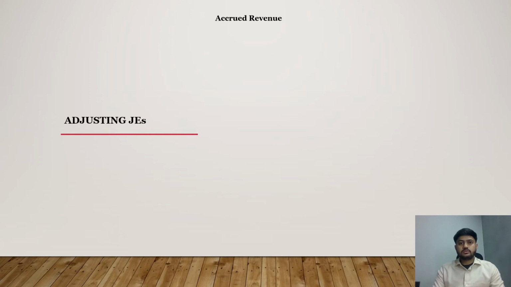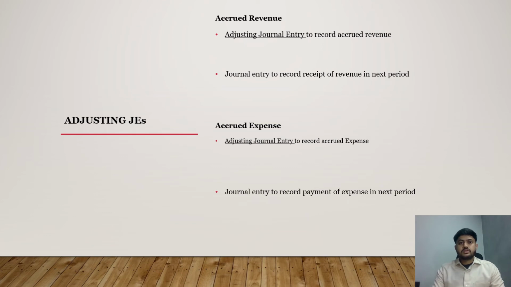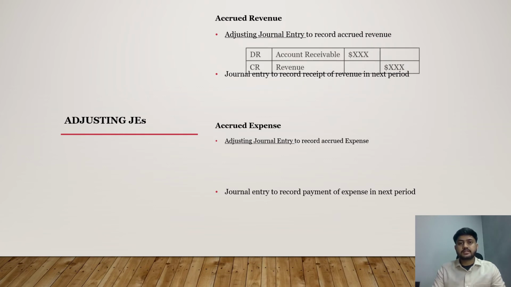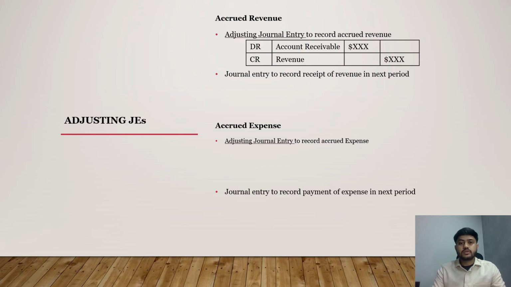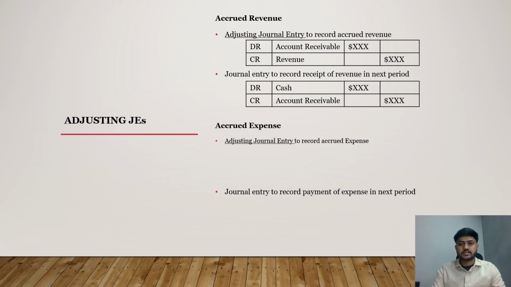So the other two adjusting general entries are accrued revenue and accrued expenses. Accrued revenue means you have earned a revenue but you have not received the payment for the same. In that case, you will have to book the revenue, and it will be booked with respect to the customer. That would be the account receivable. So the entry is account receivable to revenues, and whenever you receive the payment, you will remove the account receivable. That means you will credit the account receivable and debit the cash.